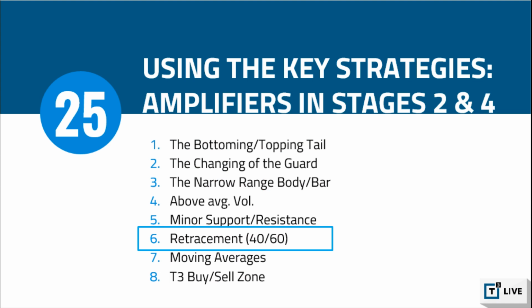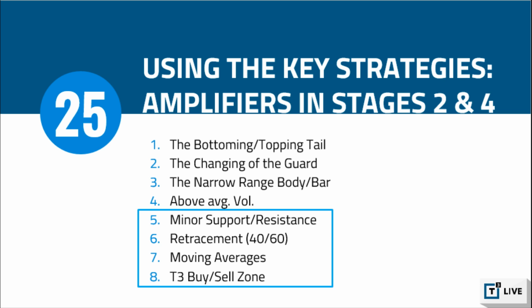We're going to talk about the 40 to 60% retracement, and show you what to look for when it comes to where to buy stocks, basically. The bottom four here that you see on the slide: minor support resistance, retracements, the 40 to 60% retracement, moving averages, the 20 period moving average in particular, and the buy or sell zone. These are called location amplifiers, which means they're ways to help you spot the right location on the chart. Okay? Location amplifiers.